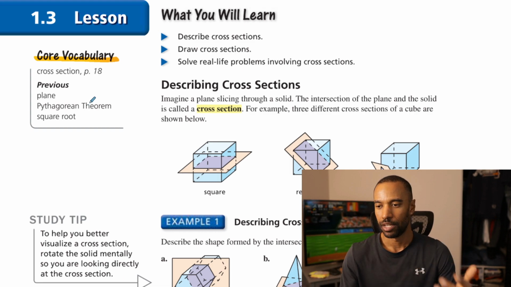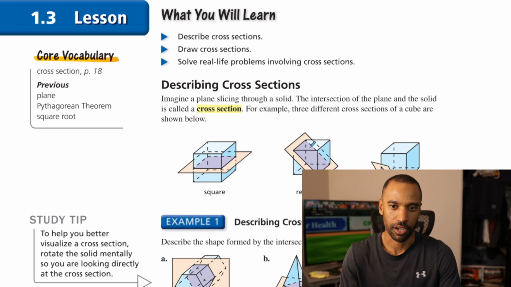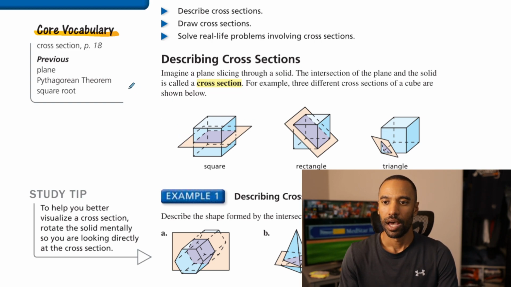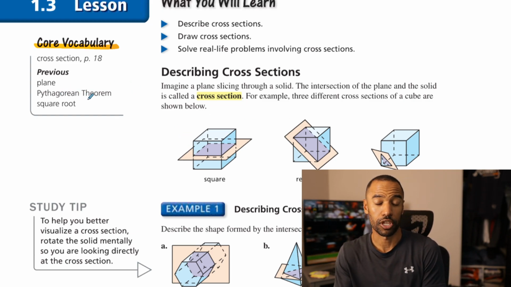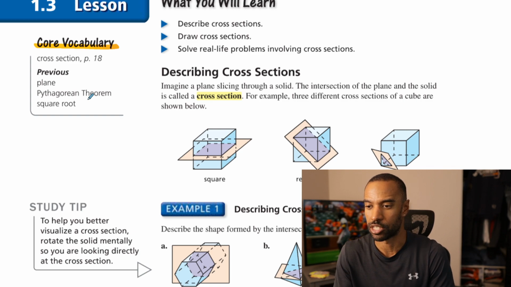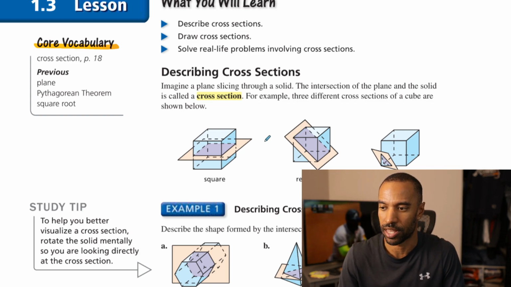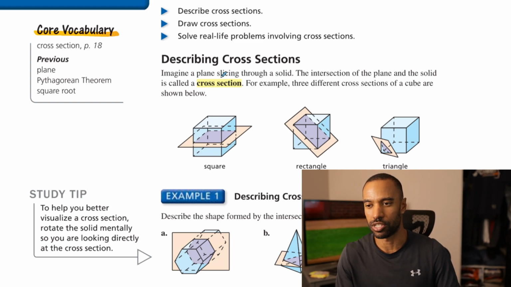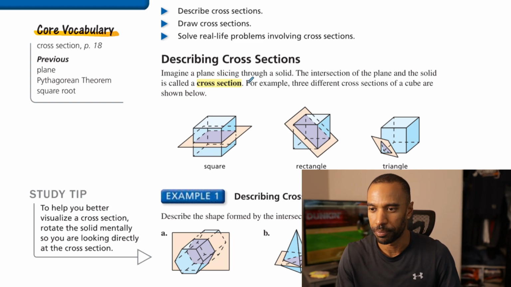It could be, like these orange, if I call them orange, salmon-colored things are planes right now when a plane cuts through it. And then using Pythagorean theorem, I suppose, and square roots. I don't know where that's going to be used just yet. I assume with some of these lengths here. So, okay, describing cross sections. Let's take a look and see what they say, see what I can interpret for you.